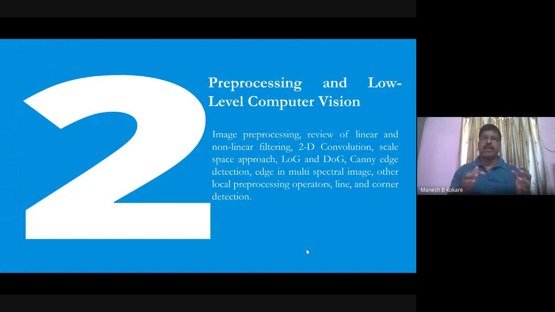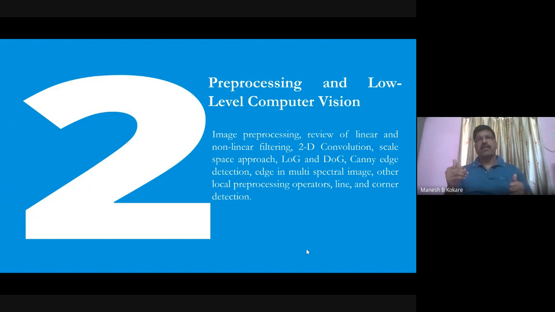And after that, we'll study LoG, that is Laplacian of Gaussian, and difference of Gaussian, that is DoG. These are the approaches which are used for edge detection. And then after that, we'll be studying the Canny edge detection technique, and then the scale-space approach for detection of the edges. And then after that, we'll study how to detect the edges in multispectral images.